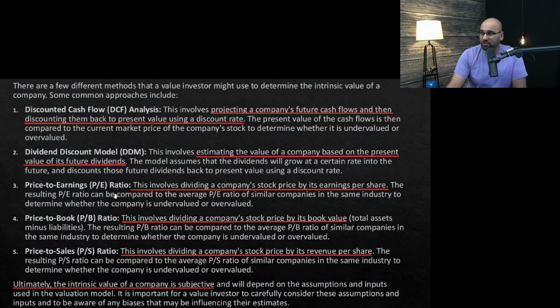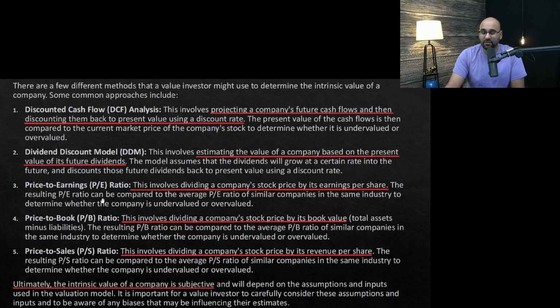So the price to earnings ratio is essentially dividing the company's stock price by its earnings per share. And then you just compare it with the average PE ratio of similar companies. The problem with price to earnings ratios is that there are some companies that are comparables, but no two companies are really alike. Companies have different debt profiles, et cetera. And so, it's a good entry analysis point.